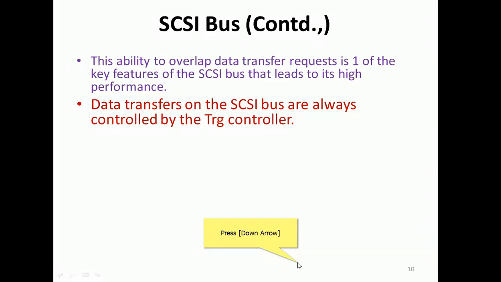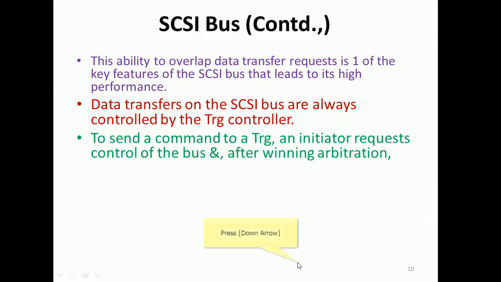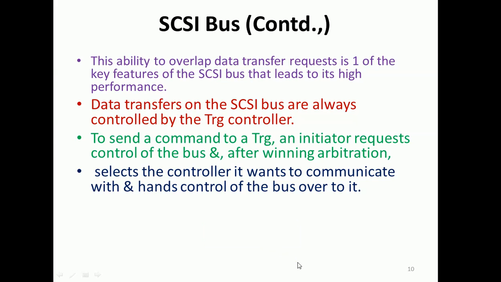Data transfers on the SCSI bus are always controlled by the target controller. The target controller, that is the slave, provides the data. To send a command to a target, an initiator requests control of the bus, and after winning the arbitration, selects the controller to communicate with and hands control of the bus over to it.